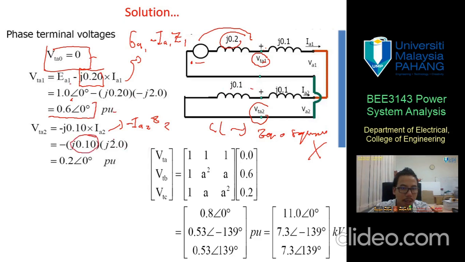IA2 is given already as j2.0. For this case, IA1 is minus j2.0. Then you get 0.2. For VTA, it has the same meaning as VA1, just the terminal, I mean the port that we take. The location of the point to the terminal is different. So this one is VTA0, this is VTA1 and this is VTA2.